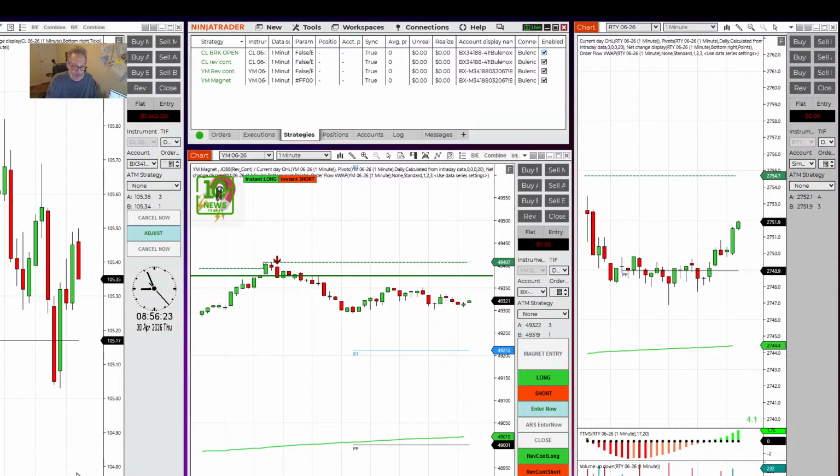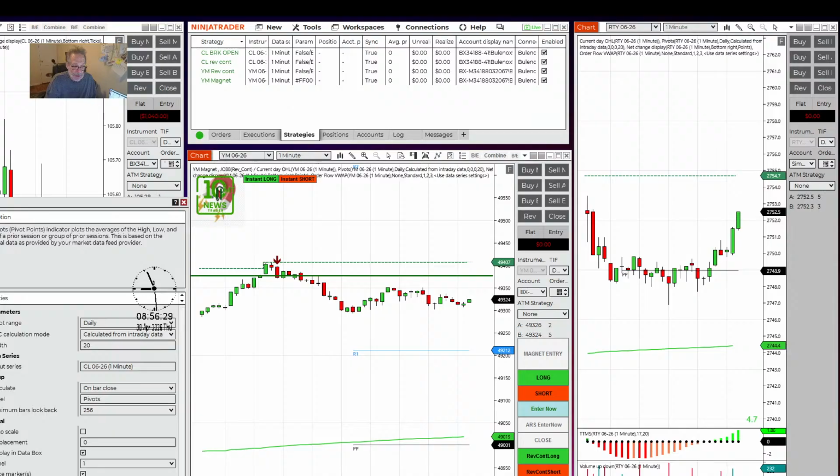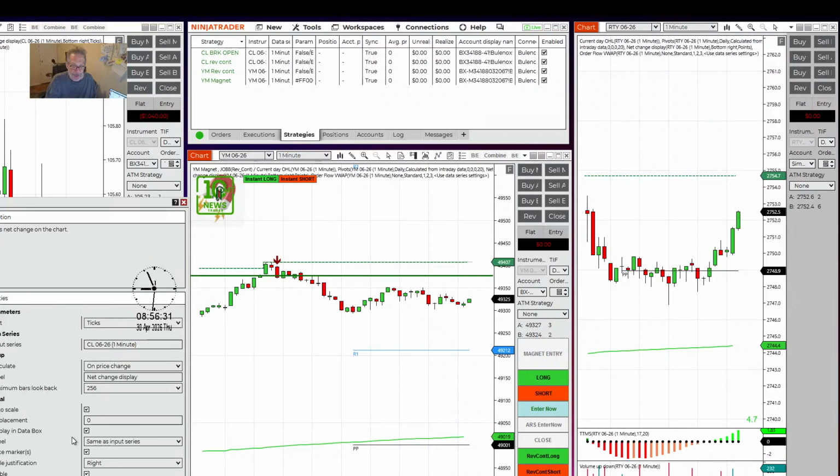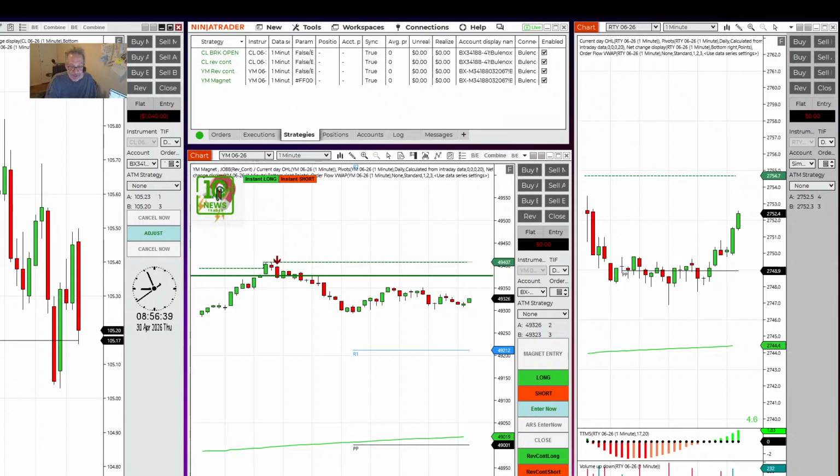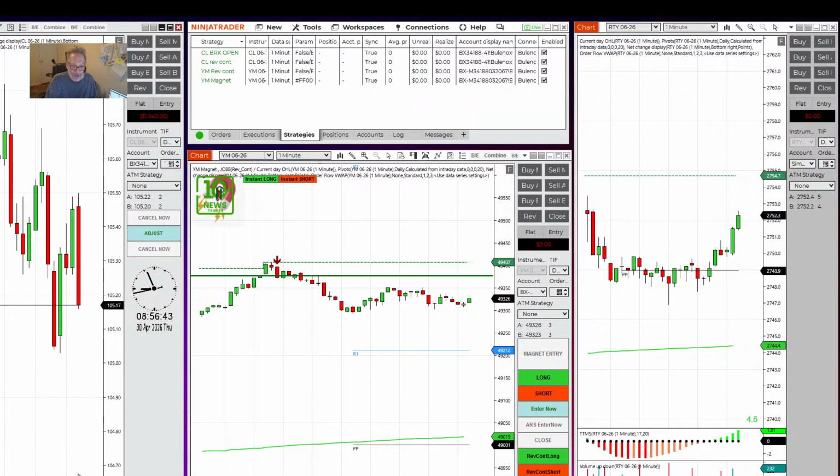Change display indicator shows. I like to put that for oil in points, not ticks, in points. Apply it and okay it. And you can see right now oil is down $1.71. It was much higher before. It was up over 2, at least. Up over 2.